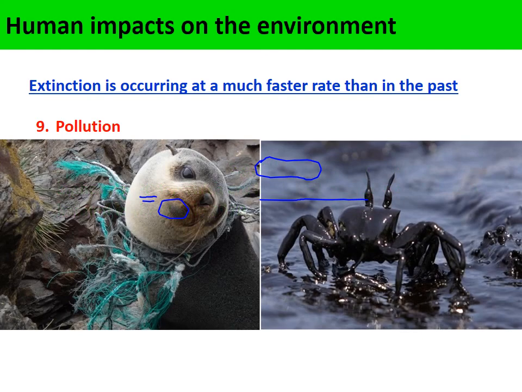Now, it's not just oil spills and the release of industrial waste, it's also things like plastic waste that started to accumulate in the seas and the oceans. Organisms like the seal on the left can get entangled in plastic waste, and this seal would not survive without human intervention. And on the right hand side, you can see a crab here that's obviously been covered in oil, and that is not going to be able to survive either.